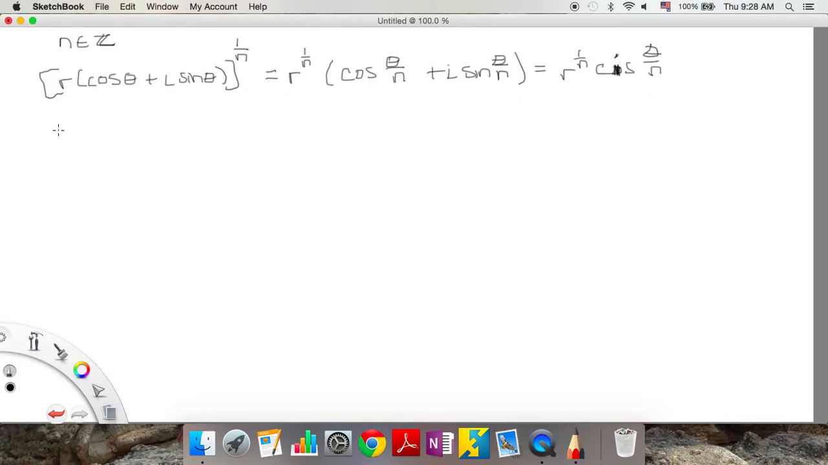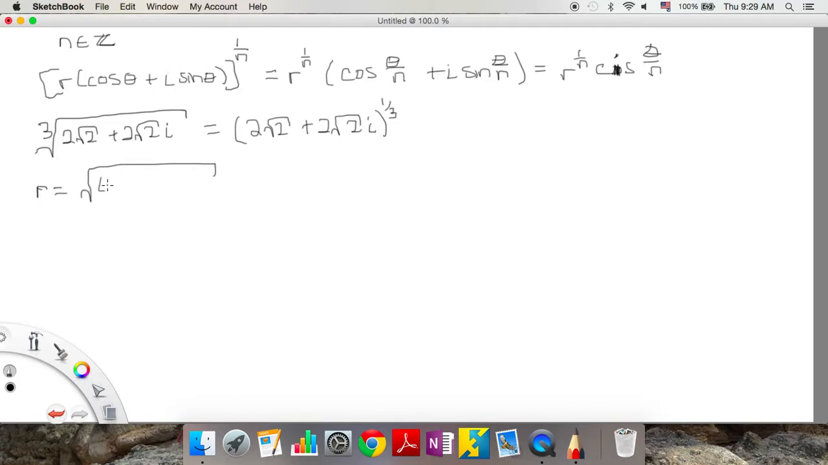Once we have it in polar form, we'll be able to solve that out. So for example, let's say we want to know what the cube root is of this complex number, 2 root 2 plus 2 root 2 i. Well, that's the same thing as raising it to the 1/3 power. It's in rectangular form now. We've got to have it in polar form to use the theorem here. So r is the square root of the real part squared plus the imaginary part squared.